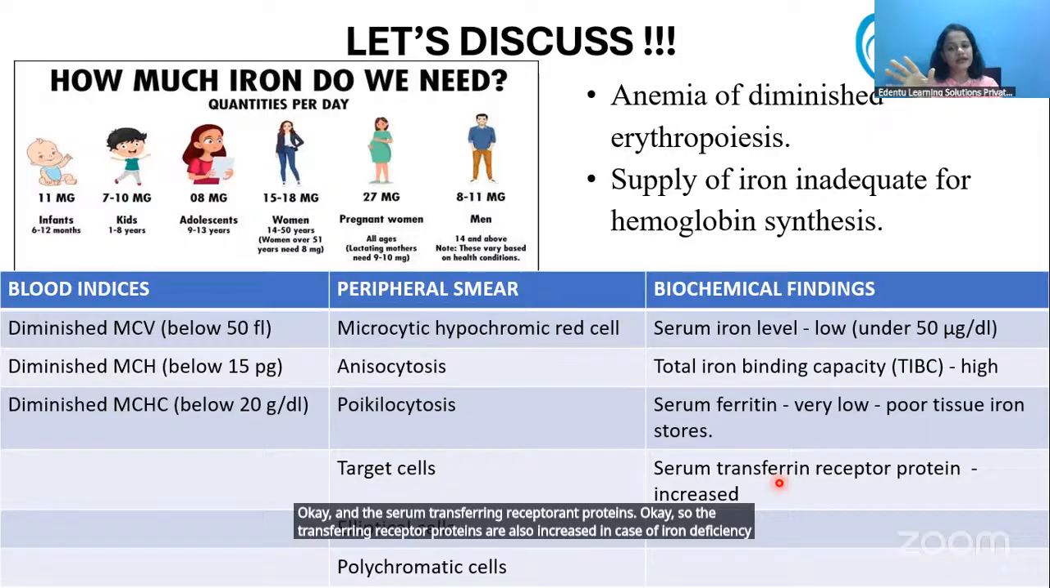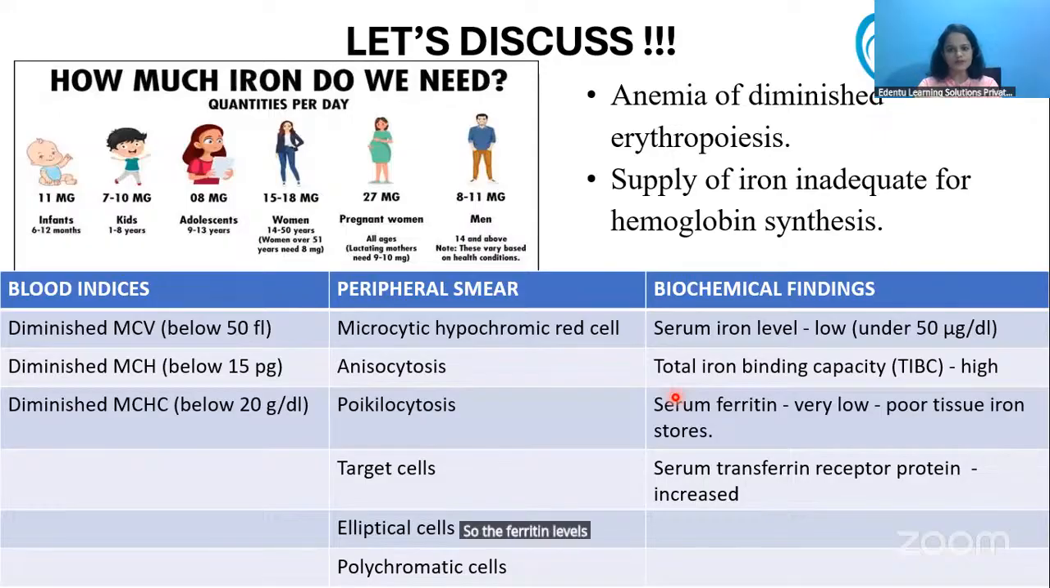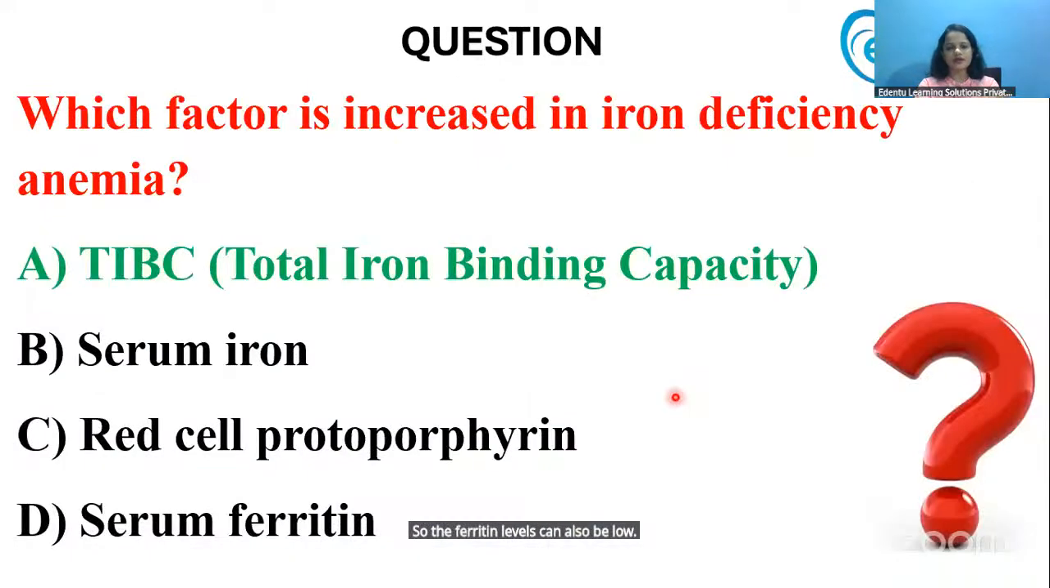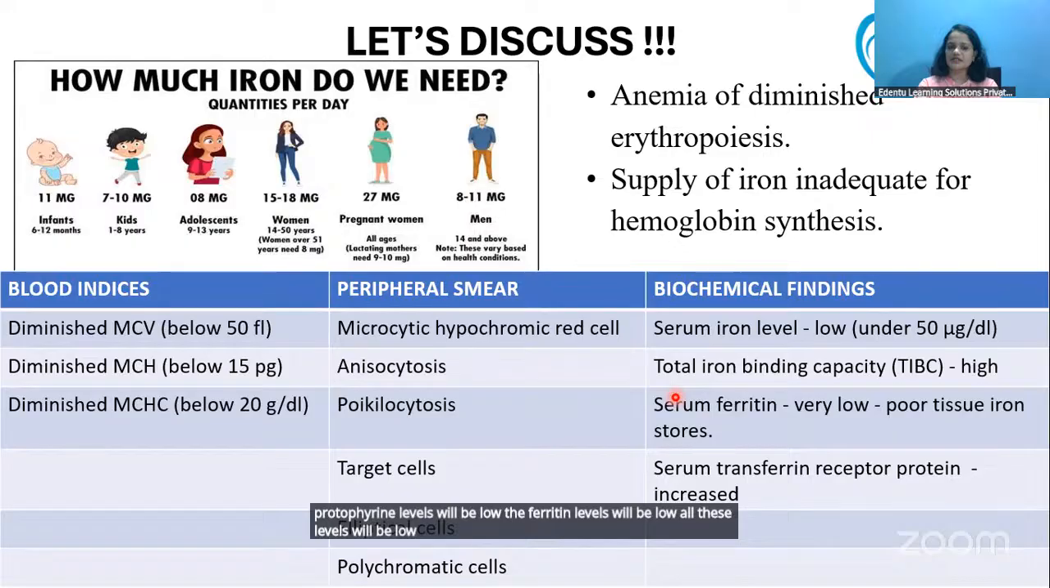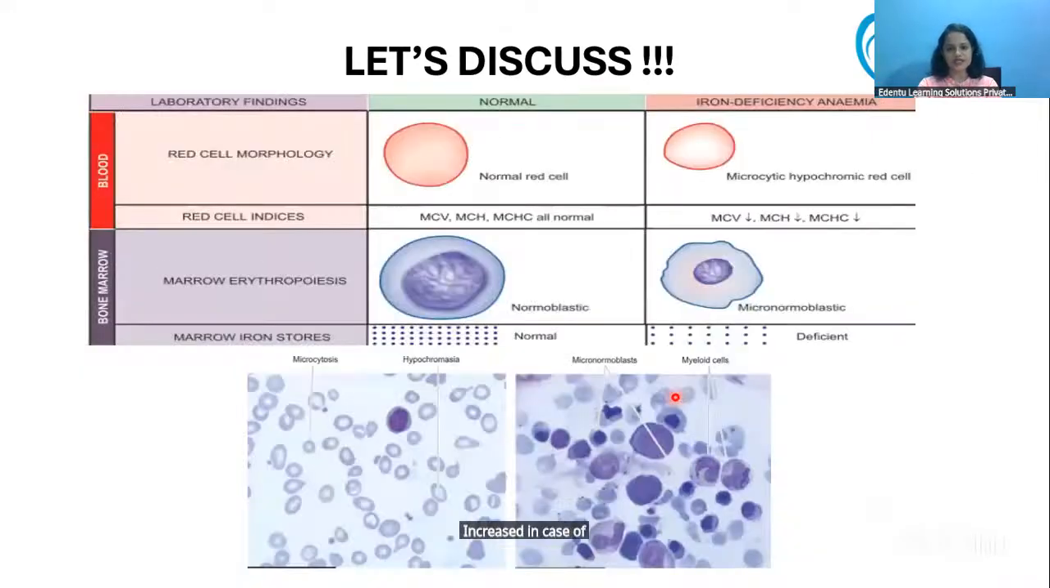Iron can be stored in the form of ferritin and hemosiderin and so on. So the ferritin levels can also be low. Among the factors that are deficient in iron deficiency anemia, the serum iron levels will be low, the protoporphyrin levels will be low, the ferritin levels will be low, all these levels will be low, but the total iron binding capacity alone will be increased in iron deficiency anemia.